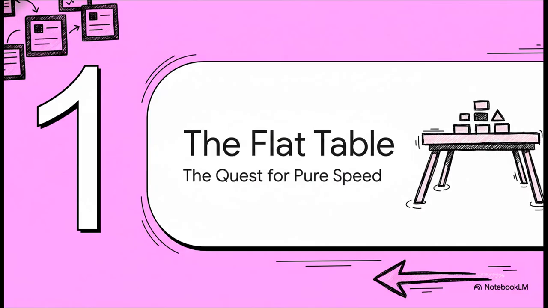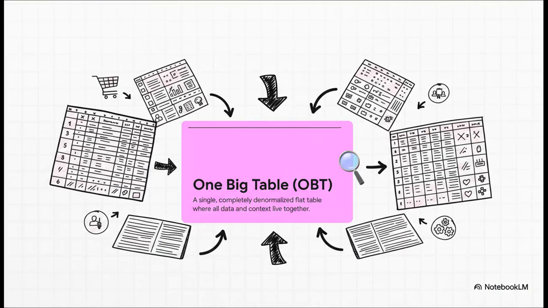Okay, our first stop on this tour is the one that's all about the quest for pure speed. Let's talk about the flat table. The name for this one pretty much says it all. One big table. You basically take everything, every last piece of data and context you have, and you jam it all into a single massive table. Seriously, just picture a spreadsheet on steroids. The whole goal here is simplicity and putting everything in one place.